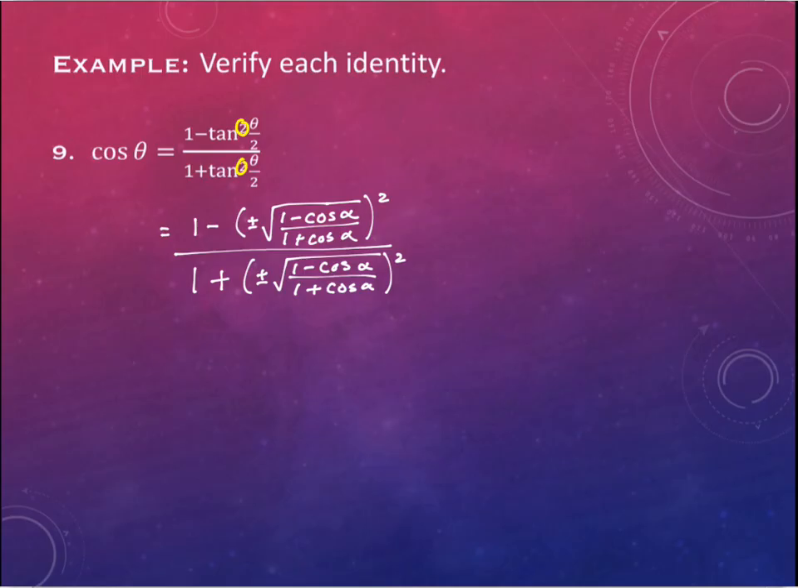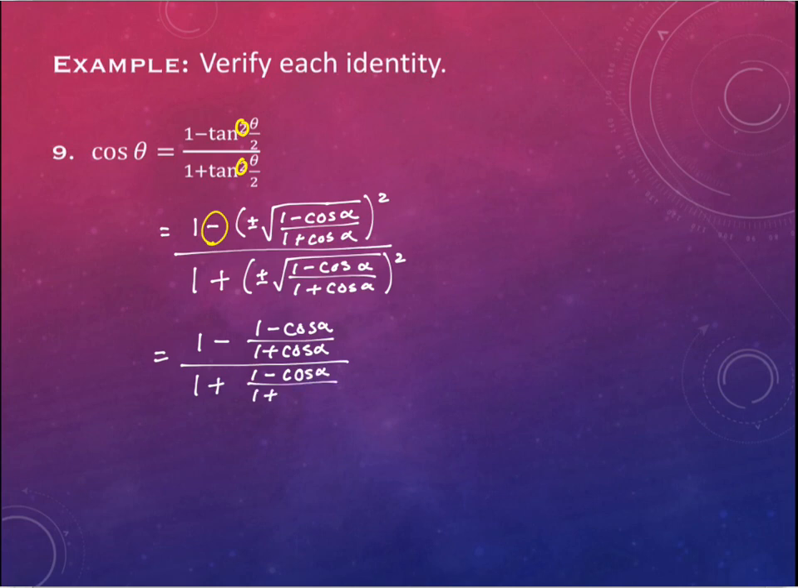Also, the square root and the square cancel, which is what we talked about beforehand, right? So I'm going to have 1 minus, right? That's coming from here. And then I have 1 minus the cosine of alpha over 1 plus the cosine of alpha. And all of this is over 1 plus, and it's still fractionally 1 minus the cosine of alpha over 1 plus the cosine of alpha.